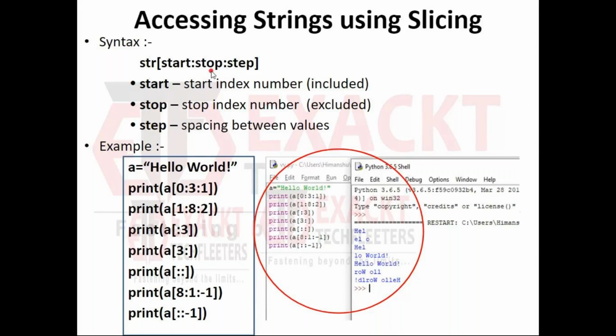And step is the jumping criteria when you filter out your substring. If you mention step equals 1, it will not skip any elements between start and stop. If you mention 2, it will skip one element: h, then skip e, then l, then skip l, and then o, likewise. So this is the step position, the spacing between start and stop values. Let me show you some examples.